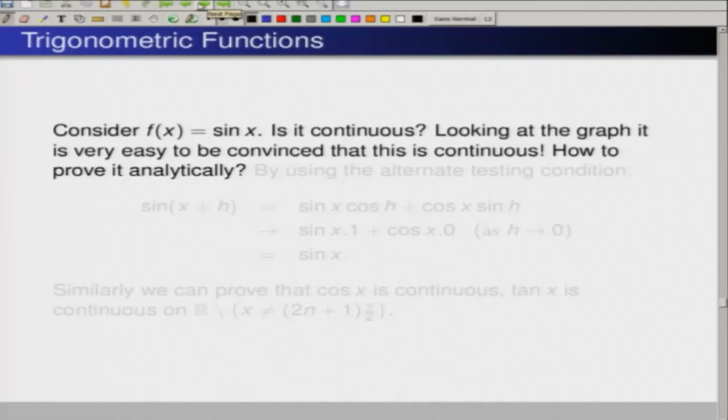So, one very important alternate test is that we can say that f is continuous at a if and only if limit h goes to 0, f of a plus h is equal to f of a.